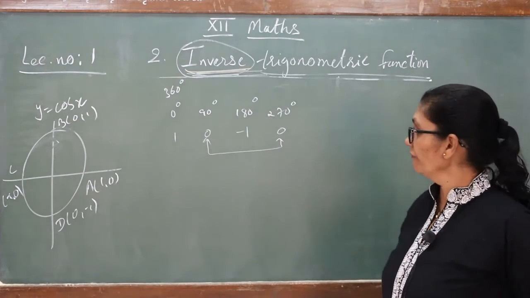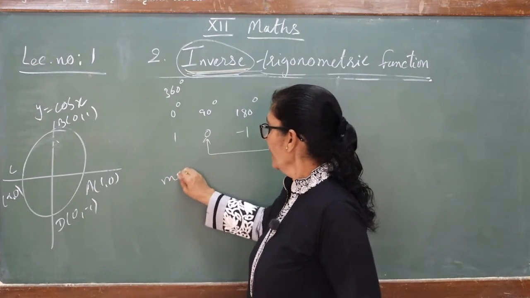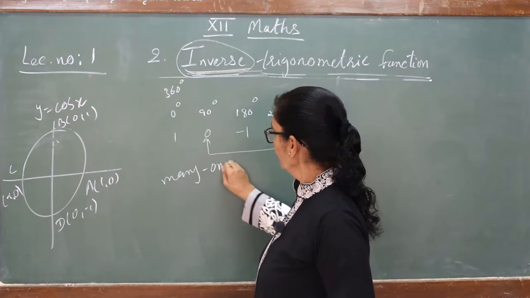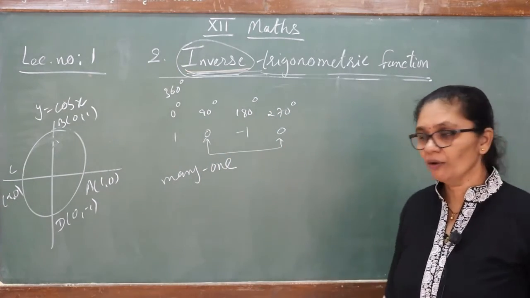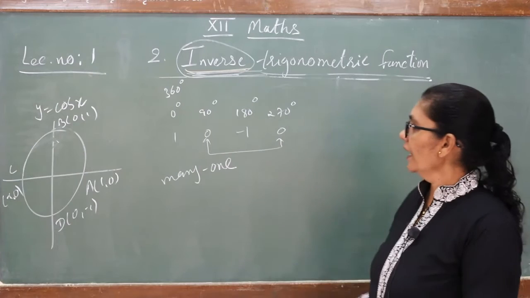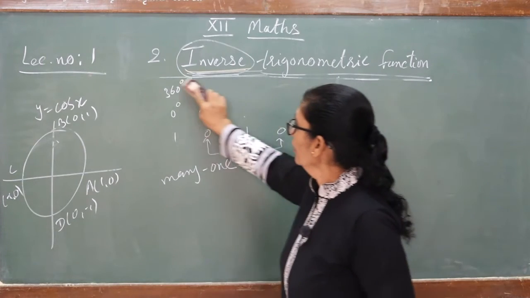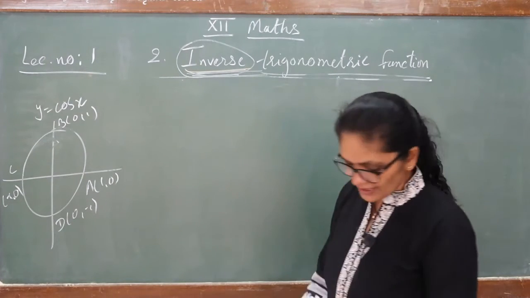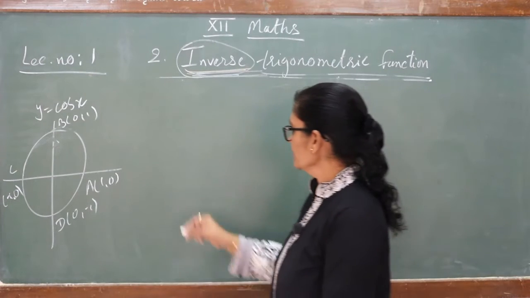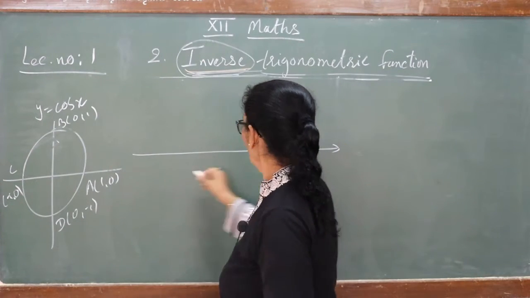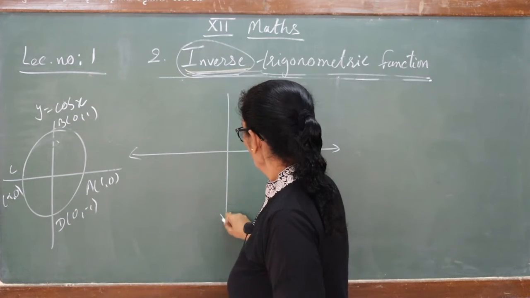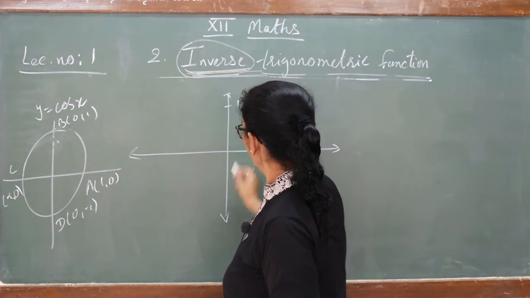What is the meaning of it? This function is also many-one. Now for many-one, first we have to restrict its domain and then we have to make it one-one. Okay, let's draw its graph, and then first we make it one-one and onto function. So what is its graph?